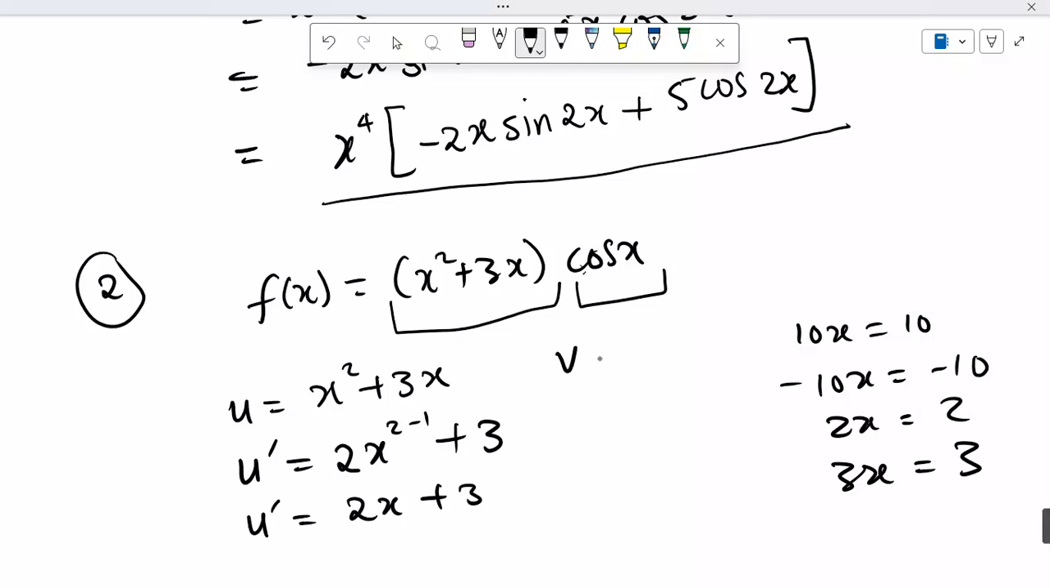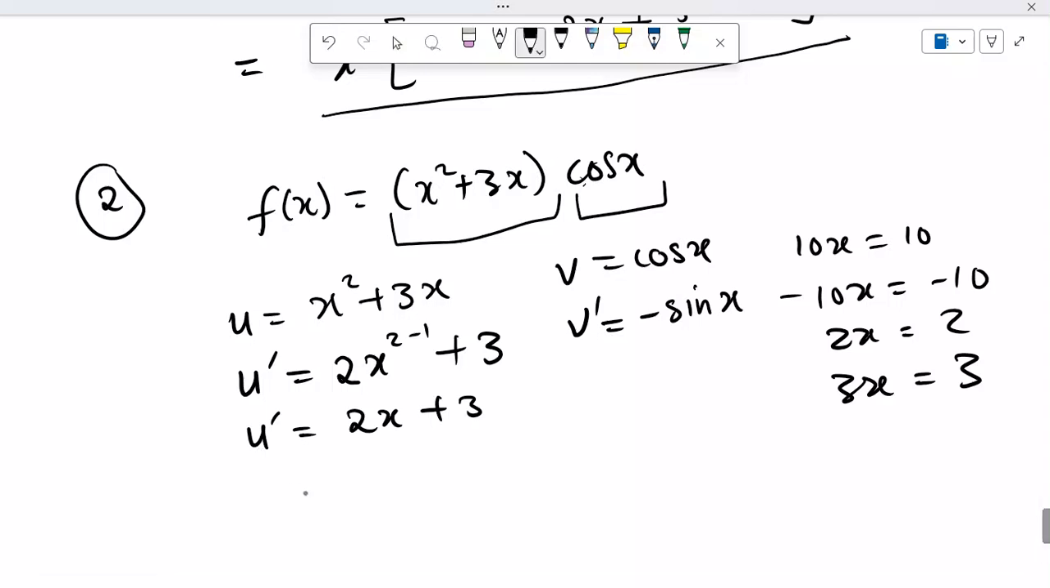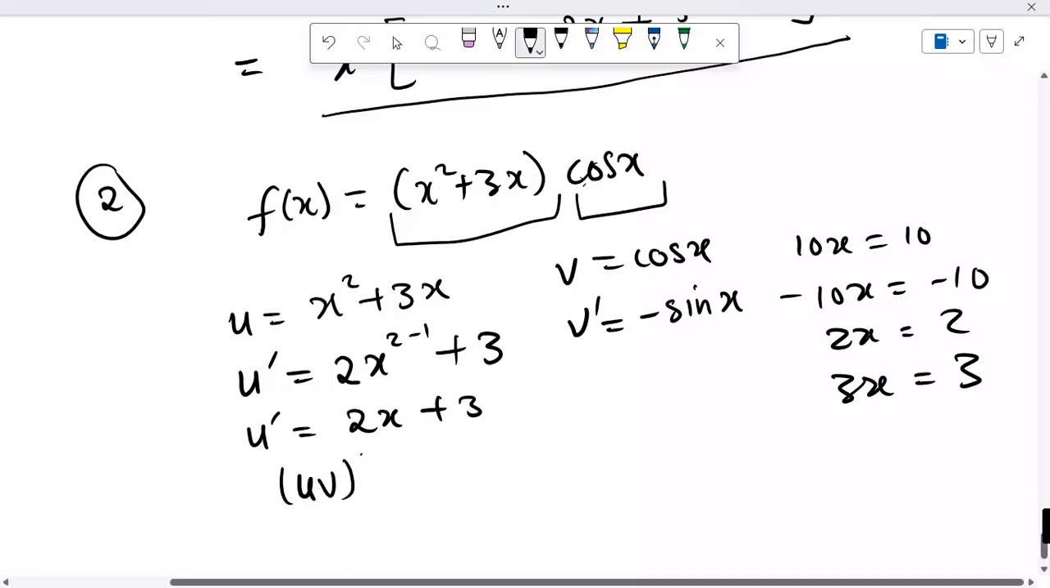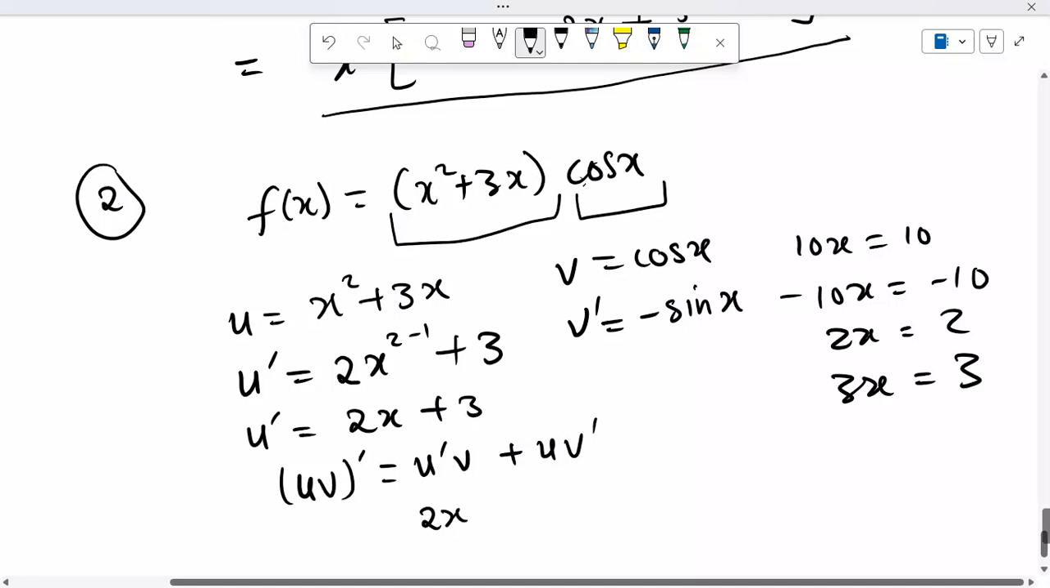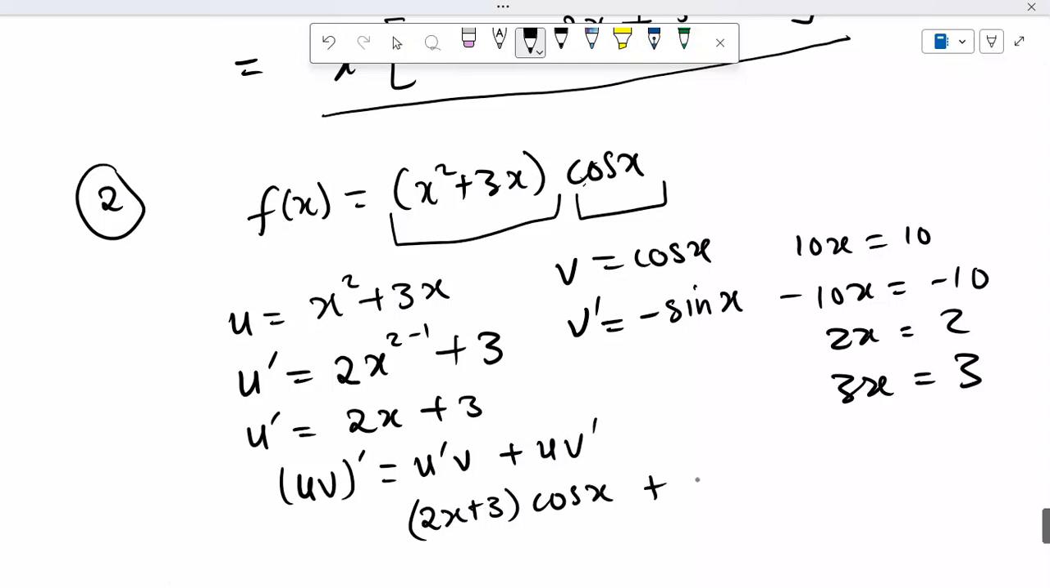So our v is cos x, meaning our v prime is, what's the derivative of cos x? It's negative sine x. Okay, great. Now let's apply the formula: uv prime equal to u prime v plus u v prime. So what is our u prime? Our u prime is 2x plus 3. What is our v? Our v is cos x. Plus, what is our u? Our u is x squared plus 3x.